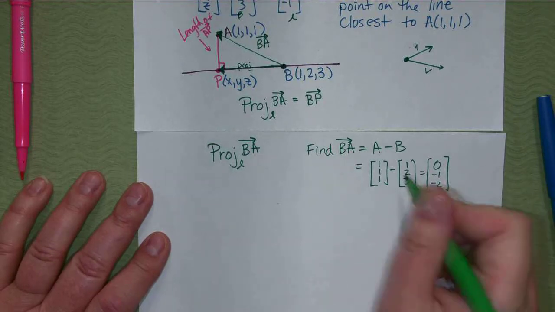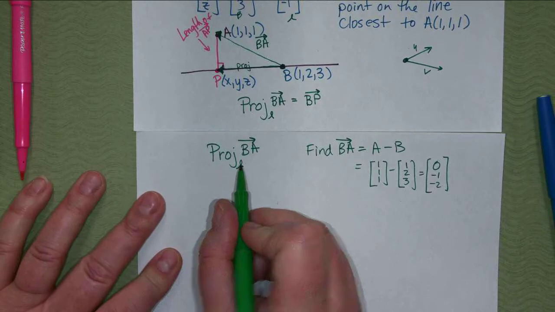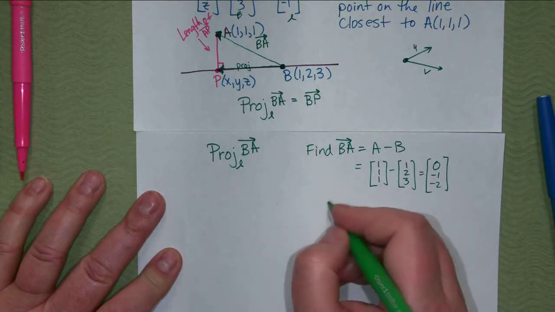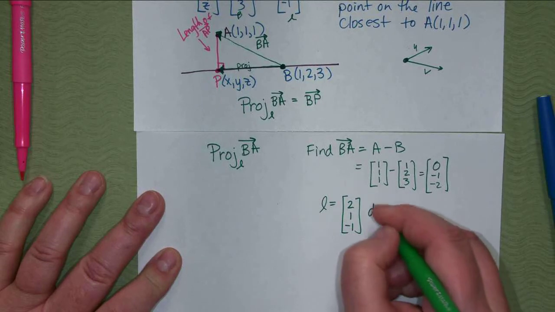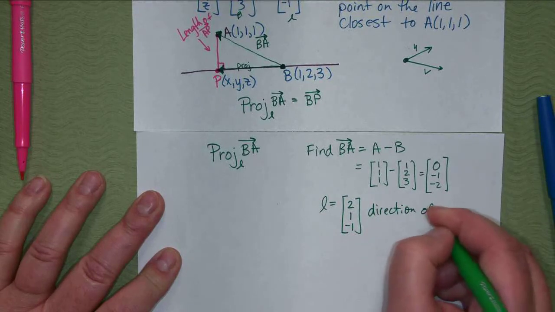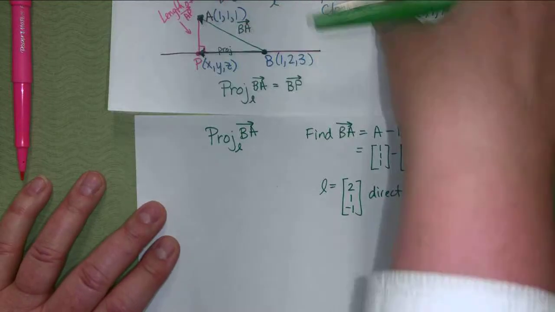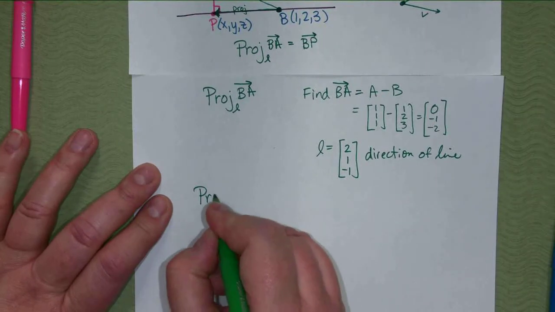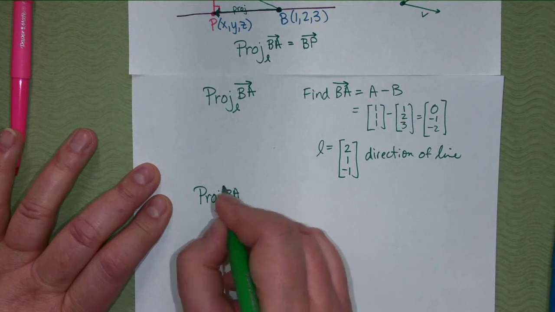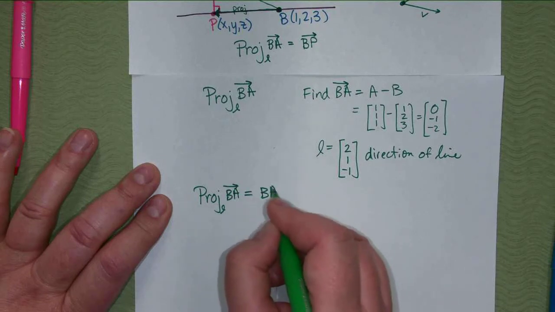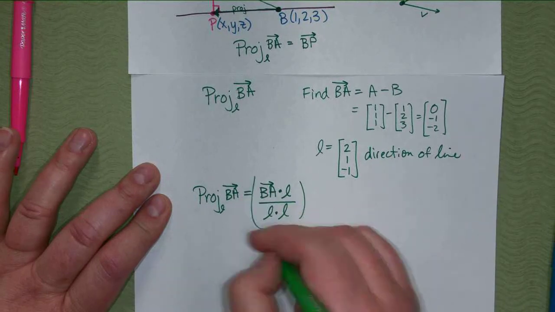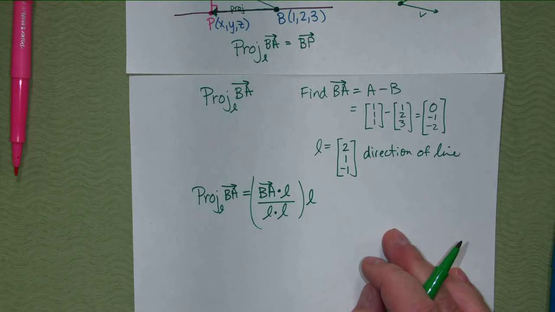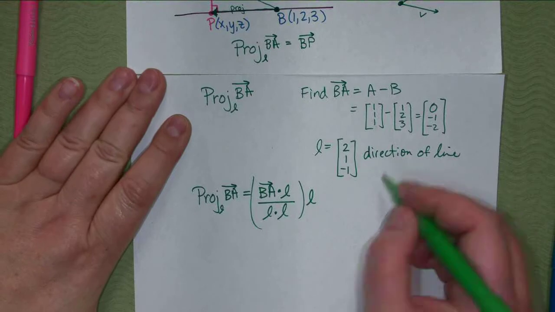Don't change the signs. Okay. And L is what? Is our direction vector from our line. Okay. So the projection of BA onto L is BA dot L over L dot L, and it's going to be in the same direction as L, or on the line.